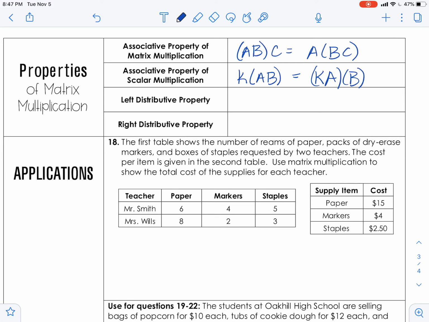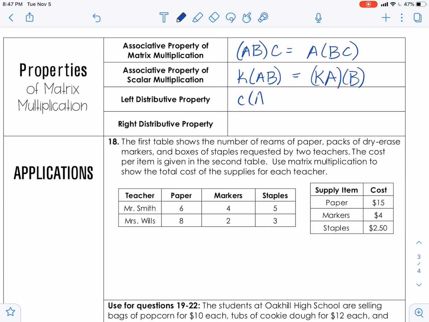Distributive property is also fine, and it doesn't matter whether you do it on the left or on the right. So you could take A plus B and then multiply it by C, or you could take C times A plus C times B, and you're going to get the same thing. And again, it doesn't matter which way you put that, it is still going to work.